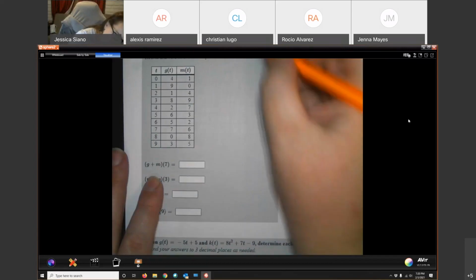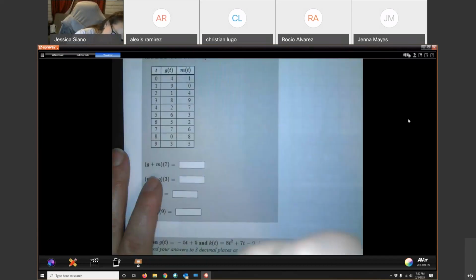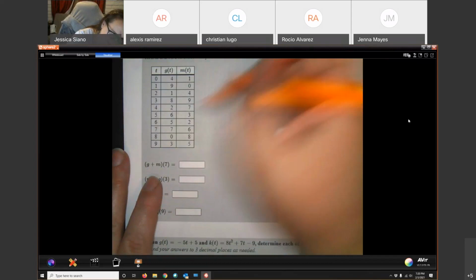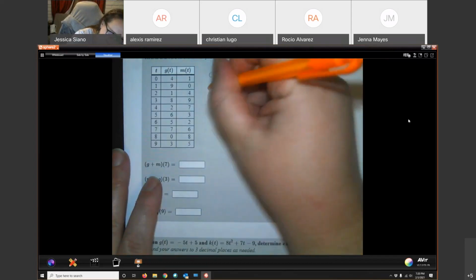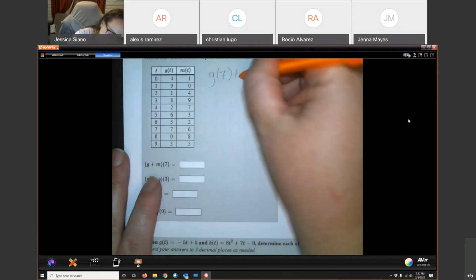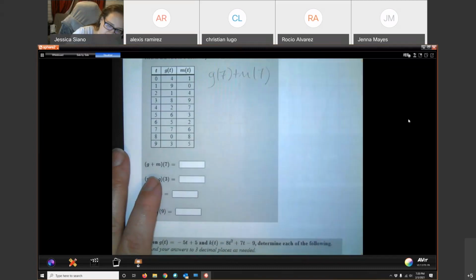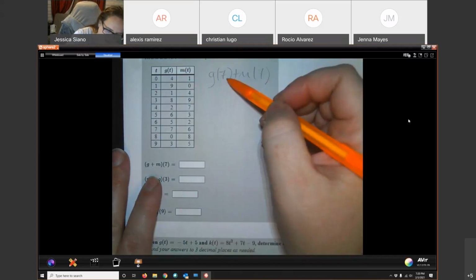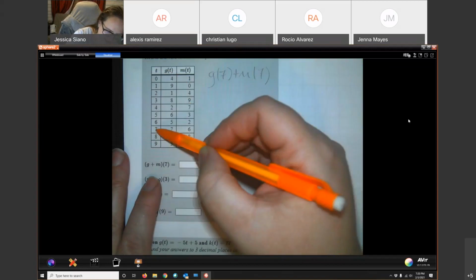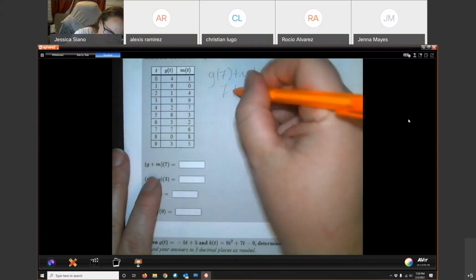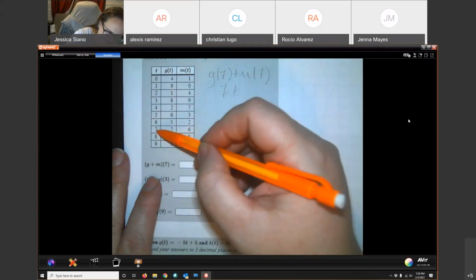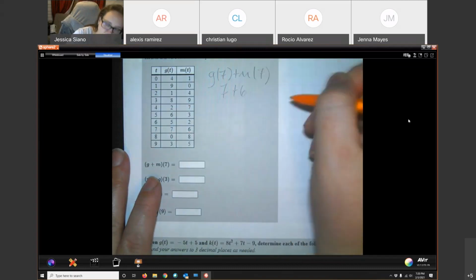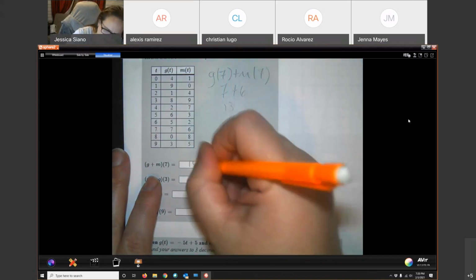So if we see something like this, g plus m of 7, written like this, is the same as saying what is g of 7 plus m of 7. And if we look at our table here, when t is 7, g is 7. And when t is 7, m is 6. So we just add those, and my answer would be 13.